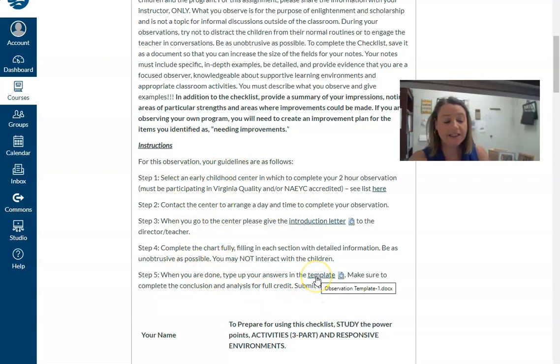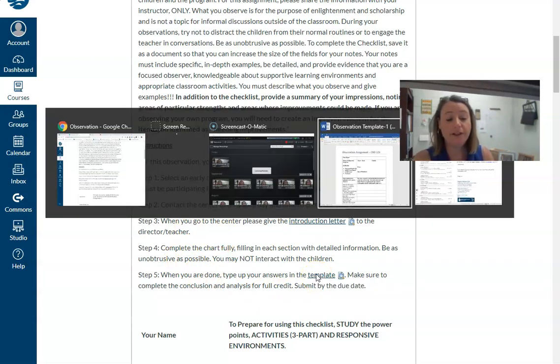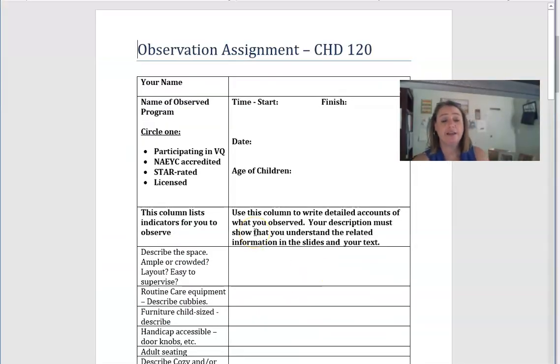And I did create a template for you, which I've already opened because it was easier to do it that way. But if you look, make sure you fill in all of this important information up here about where did you observe, when did you observe, what age were the children, and I need to know how are they considered high quality. So are they NAEYC accredited? Are they participating in Virginia Quality? Are they a part of the old STAR rating system? And or if they're licensed.